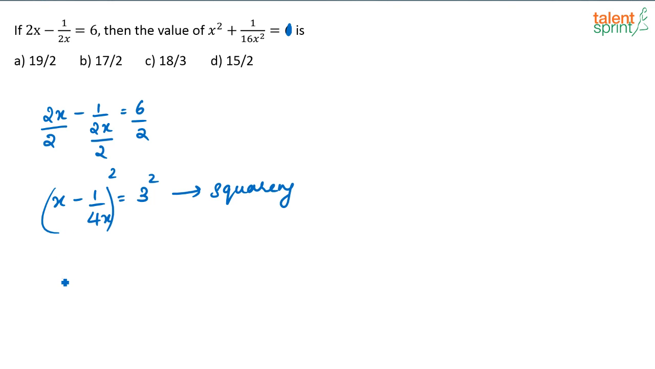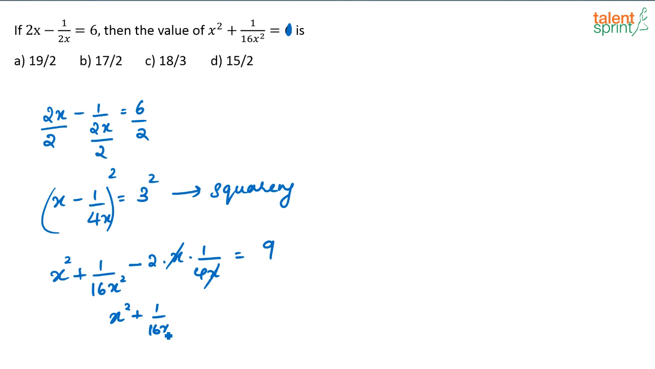I will get x squared plus 1 by 16x squared minus 2 into x into 1 by 4x, which is equal to 9, correct? Or I get x squared plus 1 by 16x squared equal to 9 plus 1 by 2, that is nothing but 19 by 2. This is the answer that you are looking for.